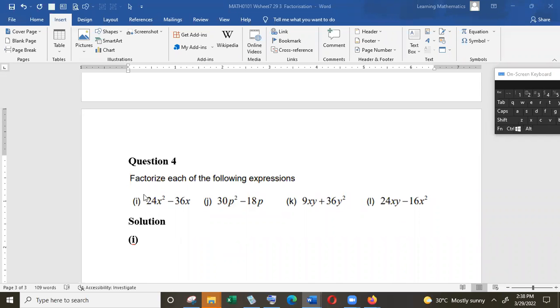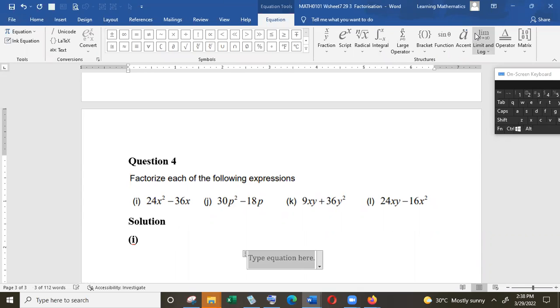So we are supposed to factorize 24x squared minus 36x. That's for question number 4, part I. All right, so let's write it down. 24x squared subtract 36x.